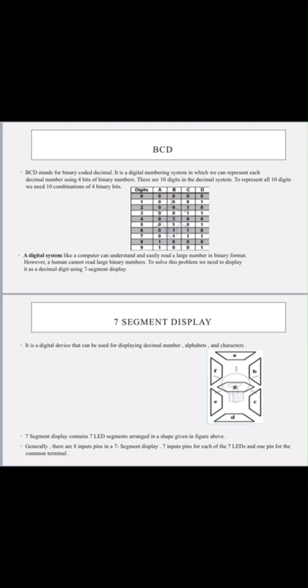Generally, there are 8 input pins in a 7 segment display. 7 input pins for each of the 7 LEDs and 1 pin for the common terminal.